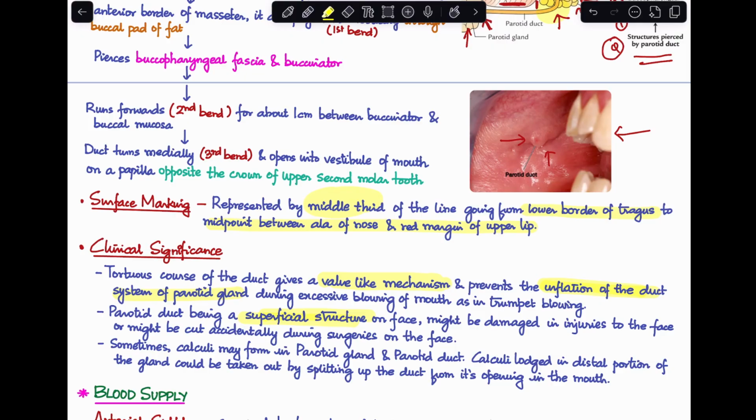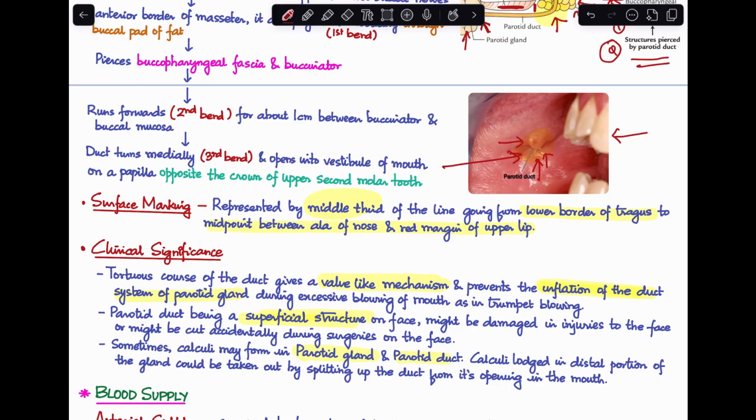Thirdly, sometimes a calculi or a stone may form in the parotid gland and the parotid duct. Now, this calculi lodged in the distal portion of the duct could be taken out by splitting the duct from its opening right in the mouth. We saw how the duct opens opposite the crown of the upper second molar tooth. So it is possible that you can take out the calculi in this distal portion by splitting the duct right over here. So that's all about the parotid duct.